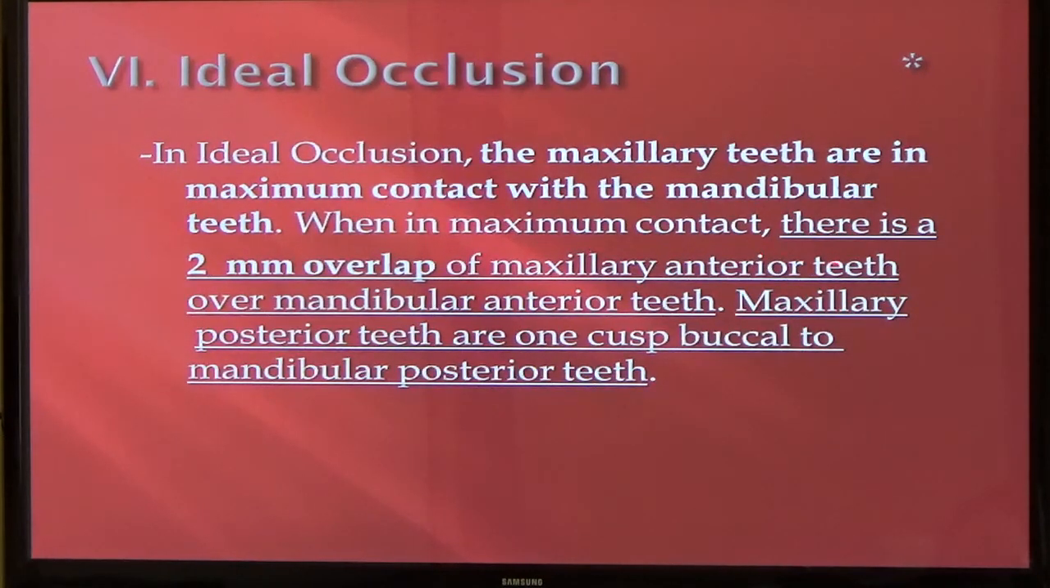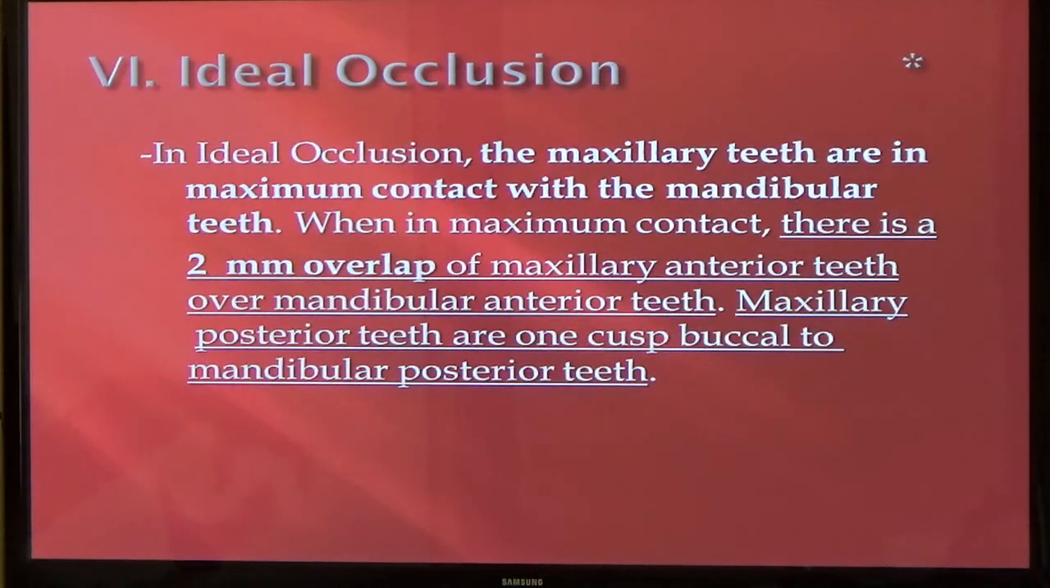When they're in maximum contact, there's a 2 millimeter overlap of the maxillary anterior teeth over the mandibular anterior teeth. Maxillary posterior teeth are one cusp buccal to the mandibular posterior teeth. So I don't have models here, but again, how they come together, your upper teeth are 2 millimeters in front, and on the side, the maxillary cusp is one cusp out.